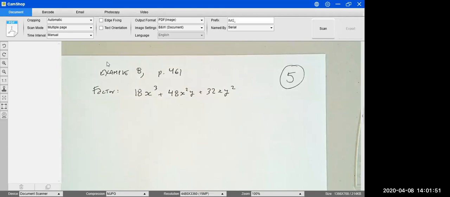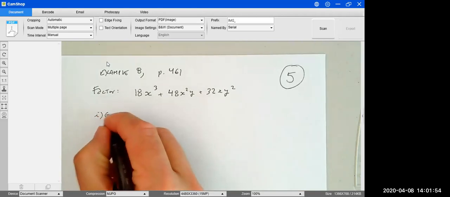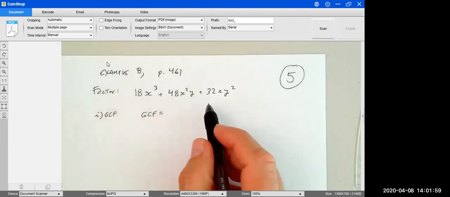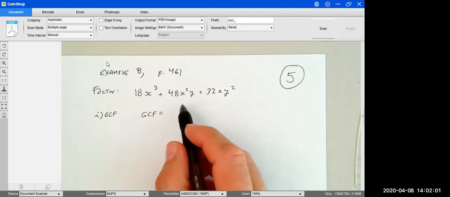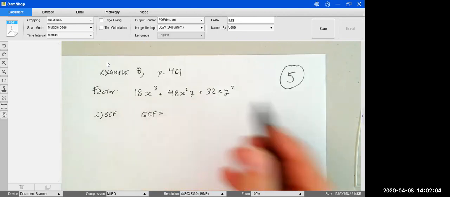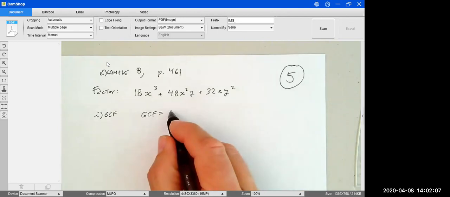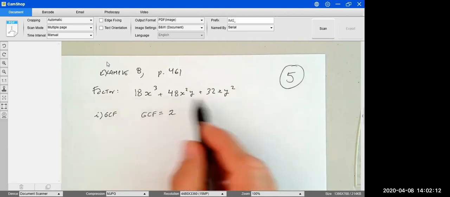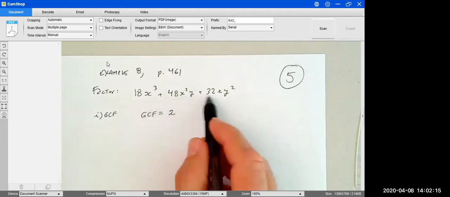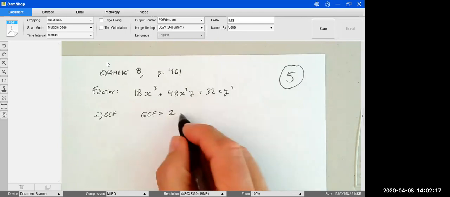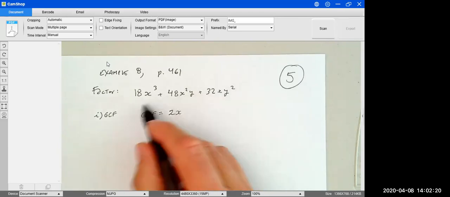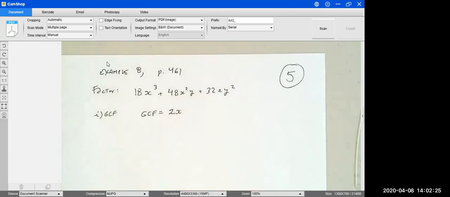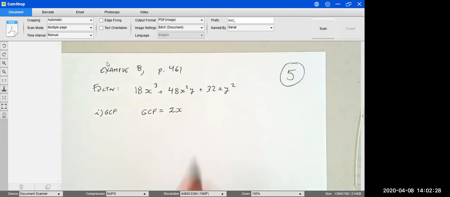So first, we're going to look for the greatest common factor. So the greatest common factor here, so a number that divides evenly everything, is just number 2. 2 divides 18, 2 divides 48, and 2 divides 32, because these are even numbers. Then x appears everywhere, and the lowest exponent is 1. So this is my greatest common factor. I can only factor 2x out of this trinomial.